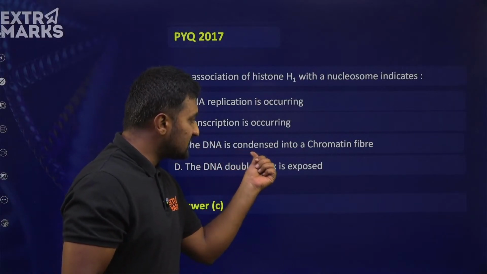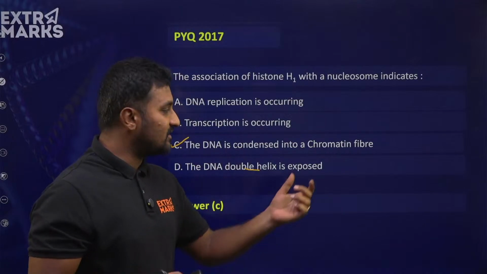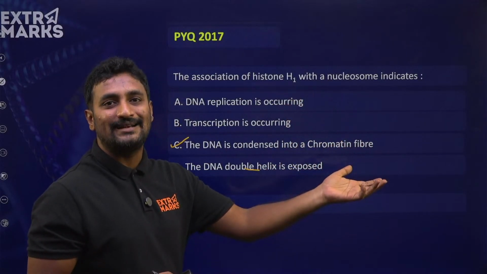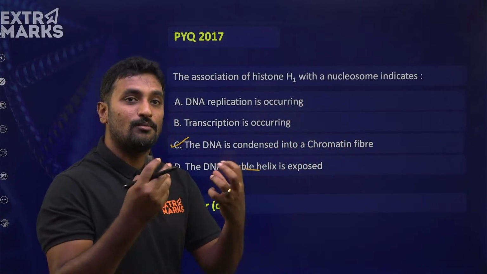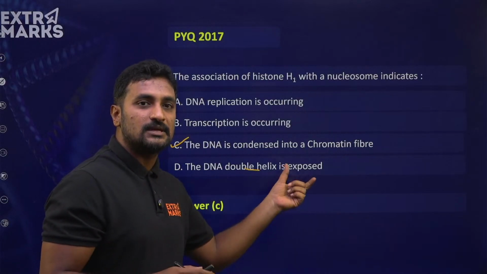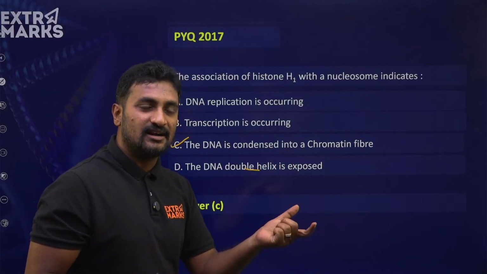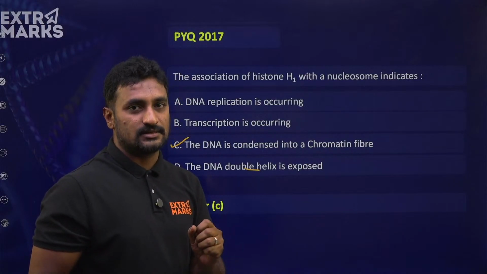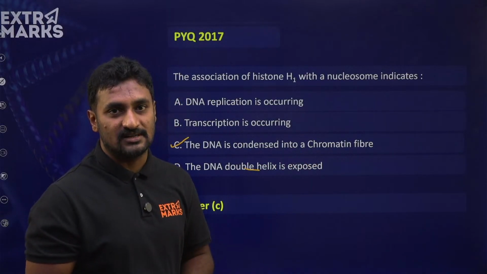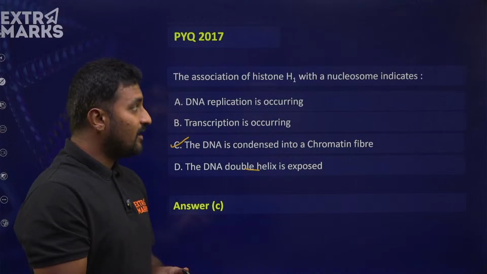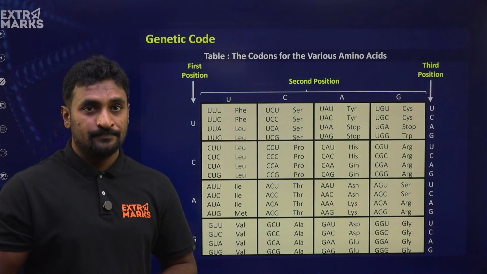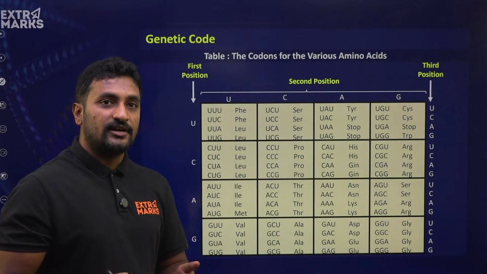Based on this condensation, we can again divide this chromatin fiber into euchromatin and heterochromatin, based on how much stain it takes. But basically it depends on how they are condensed, easily condensed or highly condensed. So that is called heterochromatin as well as euchromatin. Okay. Now let us take the next concept. The next concept is the genetic code.